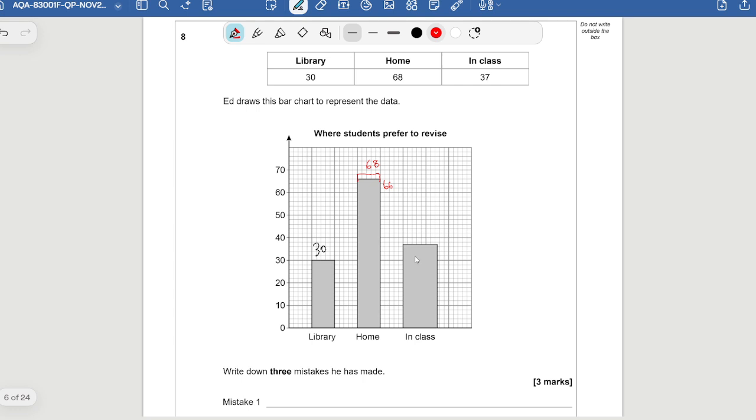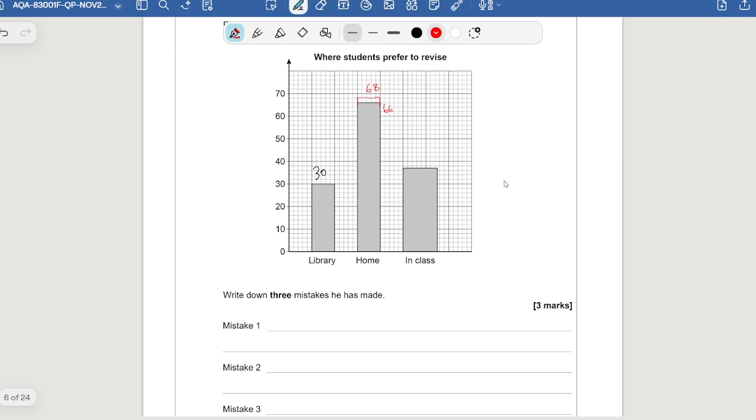And the other thing here I see is that the width of this bar is not the same as the width of the other bars. So in a bar chart, we need to take care that all the widths have to be the same. So these are some of the things we figured out. So let's write it down.